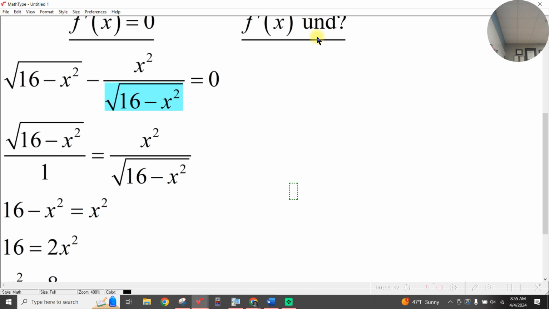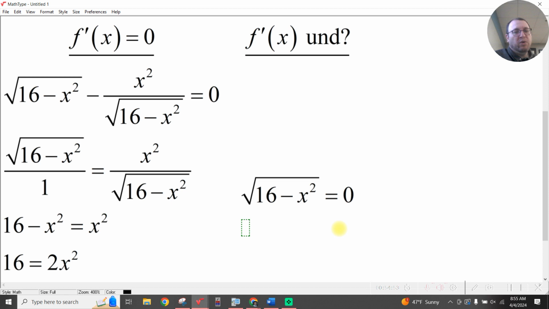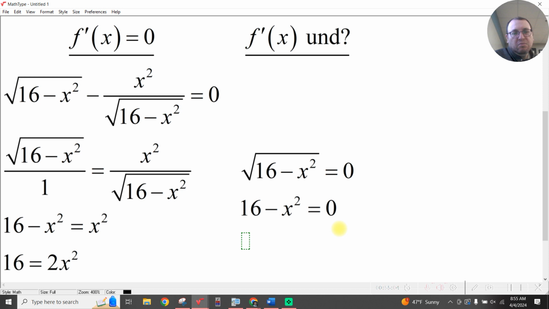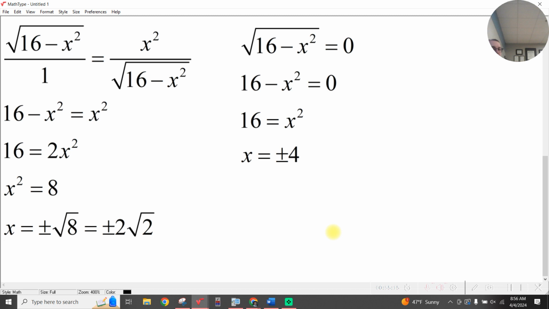Simone, where is the derivative undefined? It's undefined when the bottom of a fraction equals 0. Here's a fraction. Let's set the bottom of that fraction equal to 0. If the square root of 16 minus x squared equals 0, then 16 minus x squared equals 0, so 16 is equal to x squared. And as some of you had already figured out, that means plus or minus 4. There are two more critical points. We got 4 critical points.